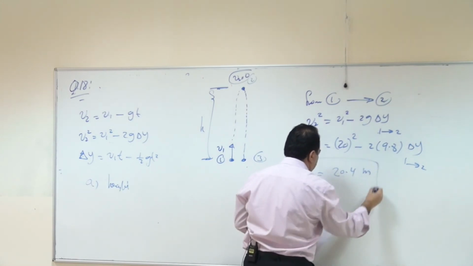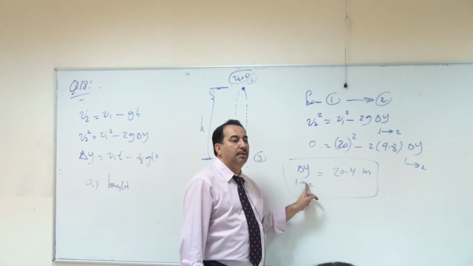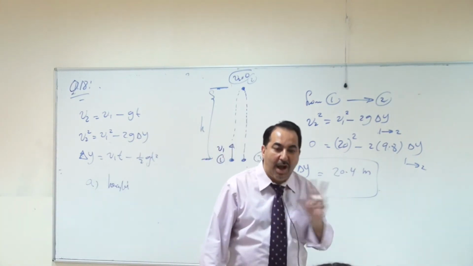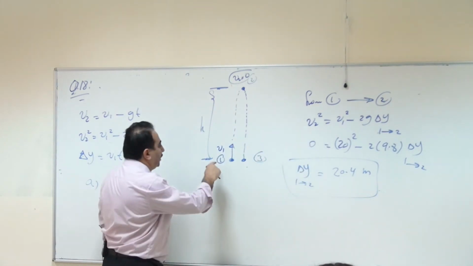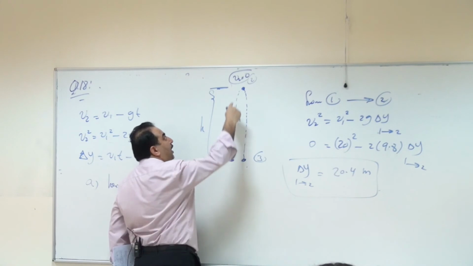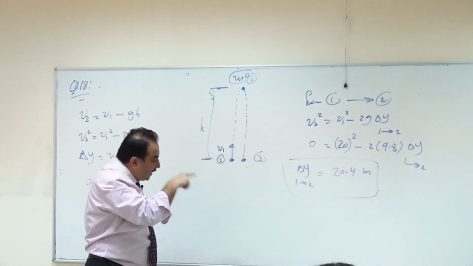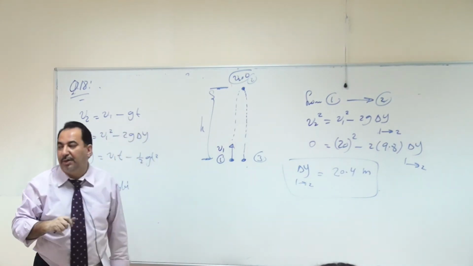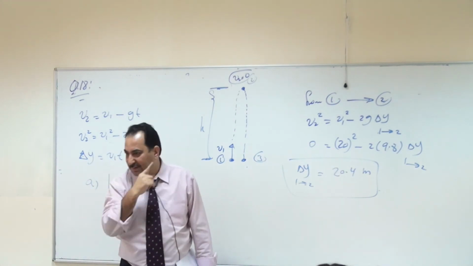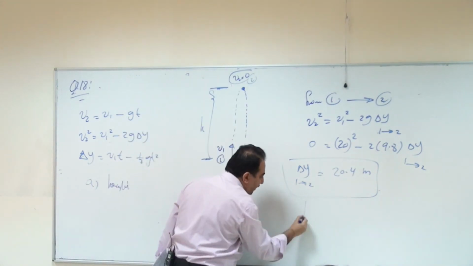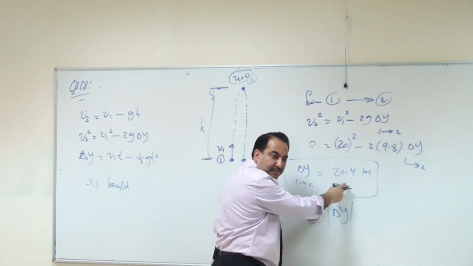20.4 meters. Okay, listen carefully here, please. What we found here? Delta Y. And remember, delta Y is not height. Shortest between 2 points. The shortest distance between 1 and 2 is? Is this delta Y same as the height between 1 and 2 or different? Okay, in this question, not always. So this is same as H. But absolute value, just in case this is negative.